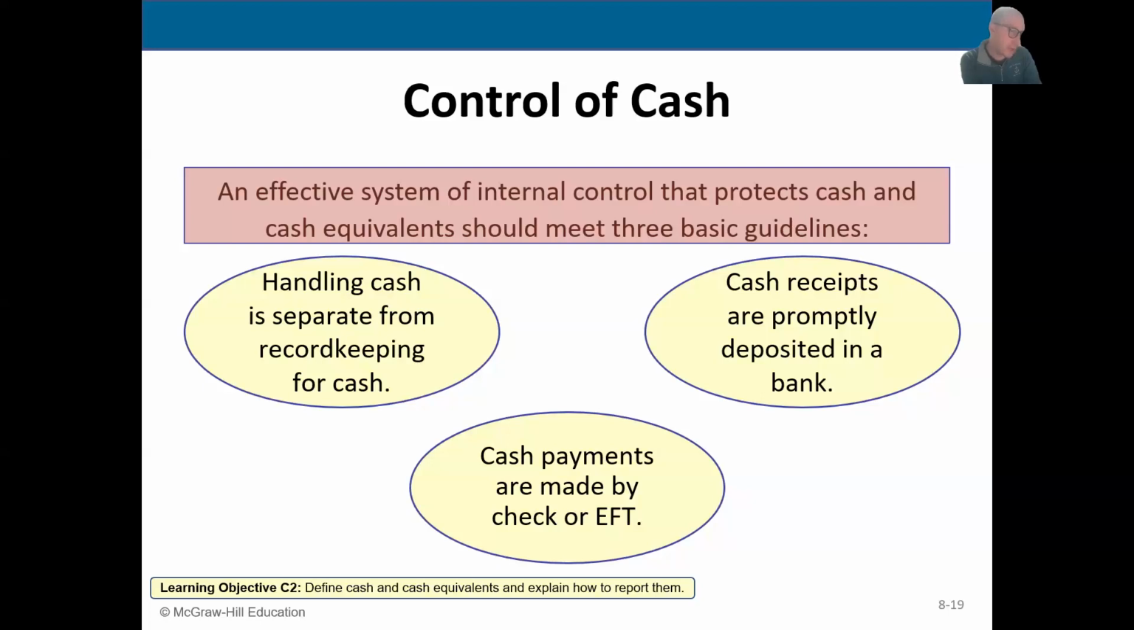A couple of basic guidelines for handling cash. One is that the cash should be separate from the record keeping of the cash. In other words, the person making the journal entries for the cash should not be the same person actually handling it. Number two, the cash receipts are promptly deposited into the bank. Don't wait a week to go down to the bank and make the deposit. Do it within a day or less, or two at most. Cash payments should be made by check or EFT, electronic funds transfer.